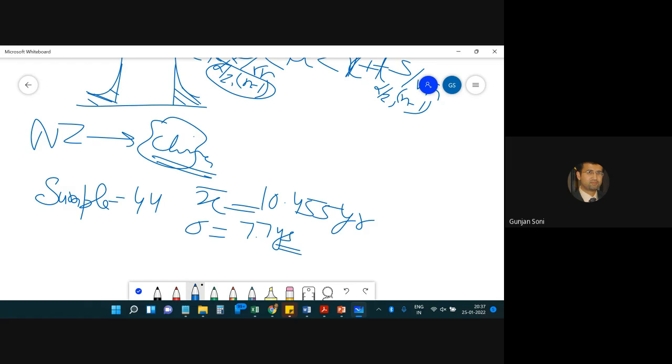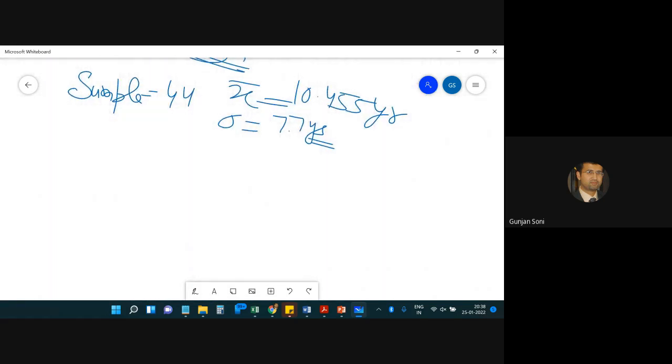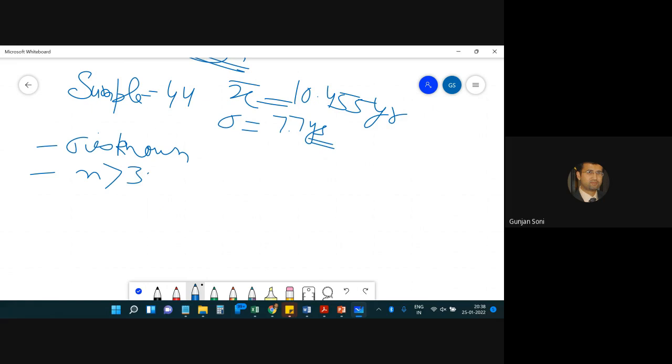So here we can use the normal distribution. There are two reasons we can consider the normal distribution. Reason one, sigma is known. Reason two, n is greater than 30. So we can use the normal distribution in this case.